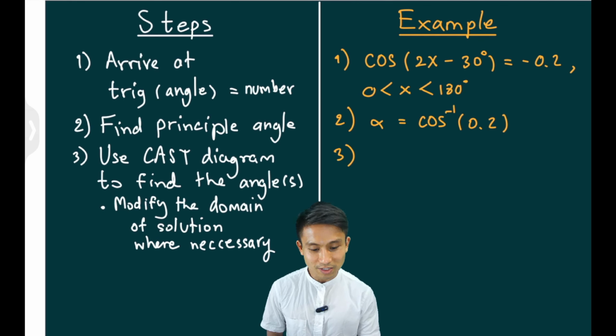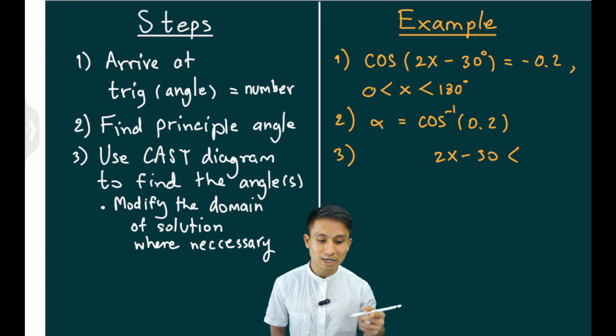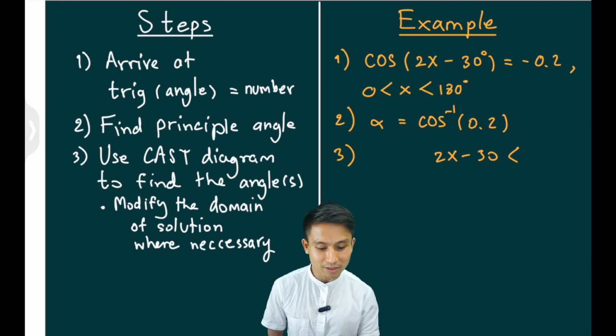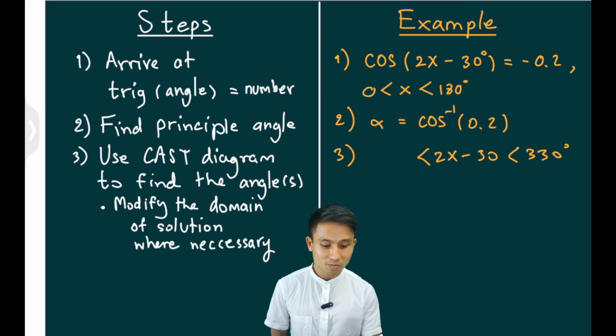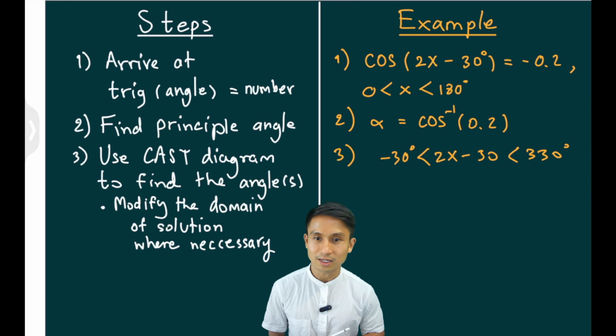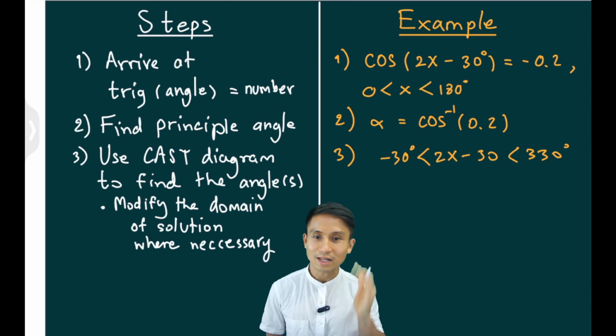The easiest way to do that is just multiply 2 on every side and minus 30. So that's going to give me a new domain for 2x minus 30. That's going to be 2 times 180 is 360, minus 30 is 330. On the left side, it will be 0 minus 30, so it's minus 30 here. So that is the modified domain when we look at the quadrants.